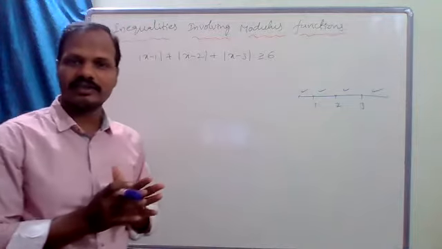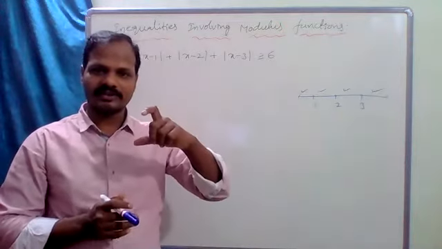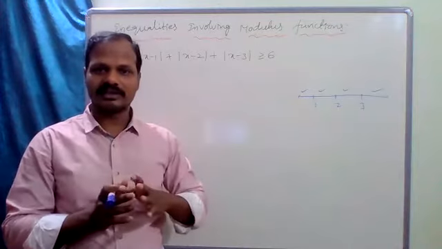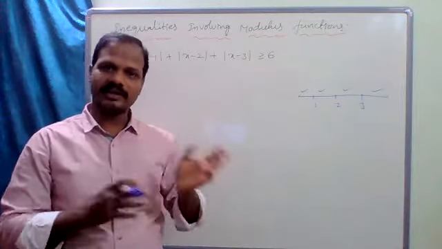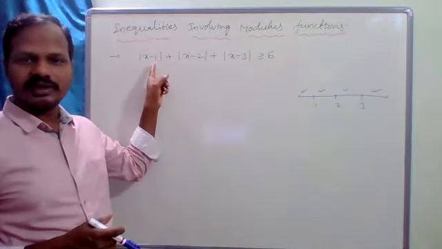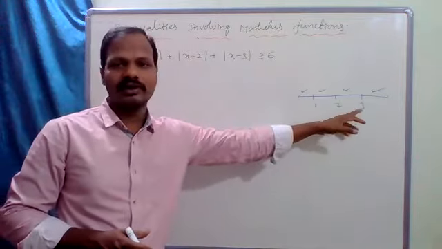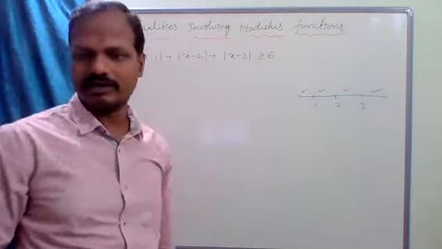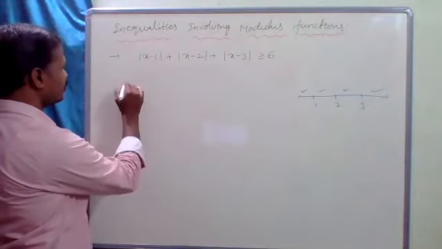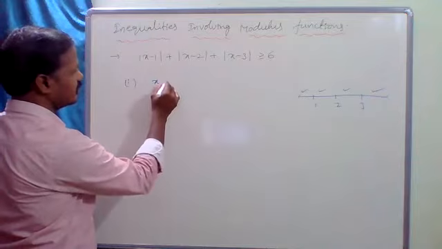While modulus functions are there, I think we discussed in limits and continuity, when there are splitting functions and modulus functions, you have to check the left side and right side, both sides. So that's why we have to check the left side of 1 and right side of 1, left side of 2 and right side of 2, left side of 3 and right side of 3. That's what we have to check. The first case: x less than 1.